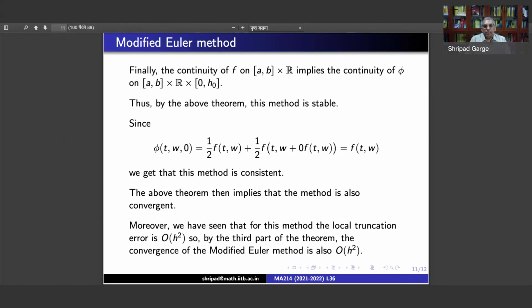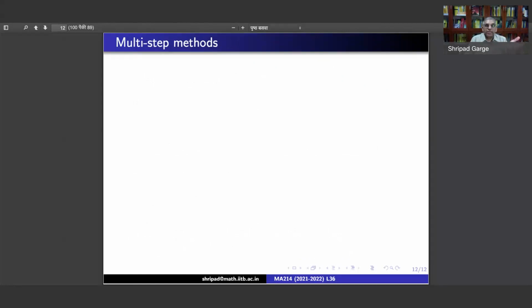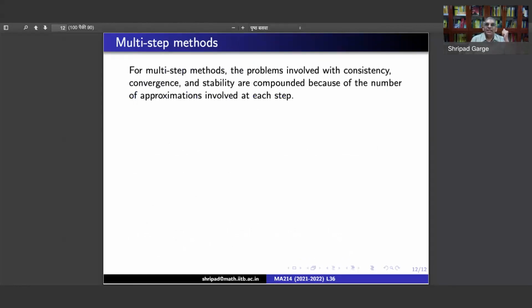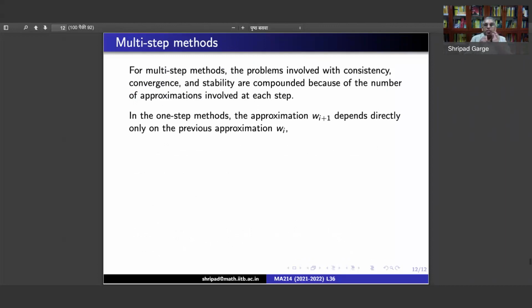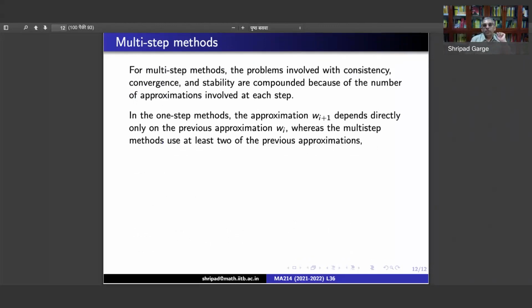This is about one-step methods. And now there are multi-step methods, which also are the methods that we should study. But for multi-step methods, the problems involved with consistency, convergence, and stability are compounded because of the number of approximations involved at each step. What happens in one-step methods is that W(i plus 1) depends only on W(i). Whereas in multi-step methods, you would at least take 2 of the previous approximations, and the usual methods that we have, the Adams-Bashforth and Adams-Moulton, are going to require at least 3 or 4.